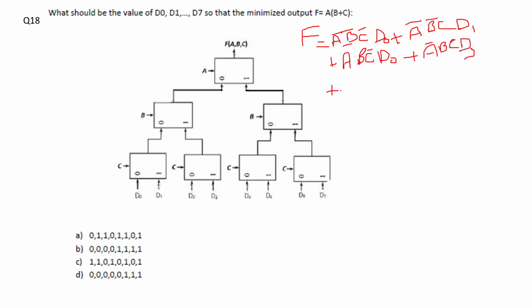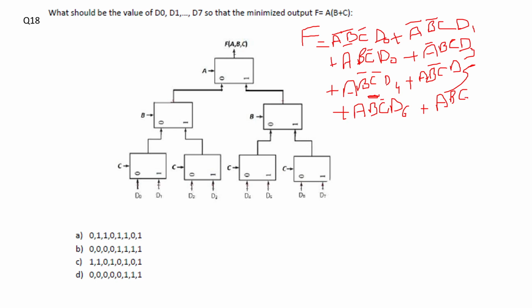Then we have plus a b complement c complement d4 plus a b complement c d5 plus a b c complement d6 plus a b c d7. So this is basically an 8 to 1 mux. If you carefully look, this is simply an 8 cross 1 mux, and we have a 3 variable function implemented by it. So this is the general form, and what is our function?